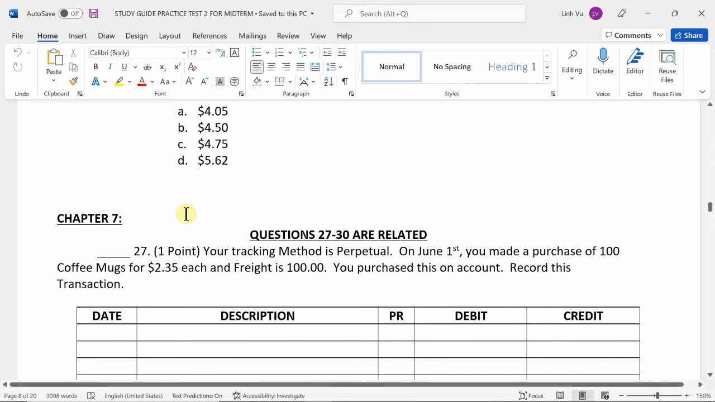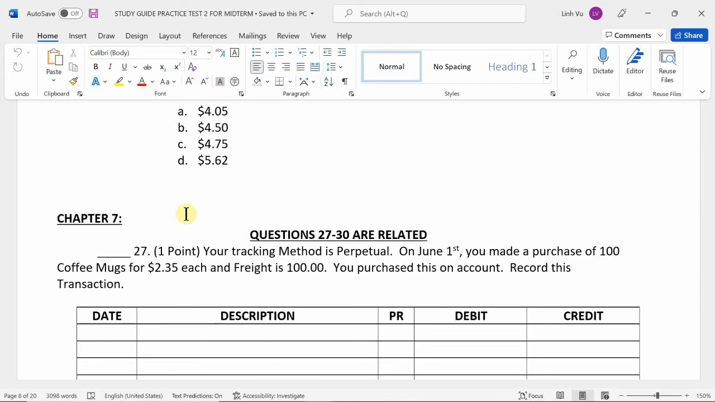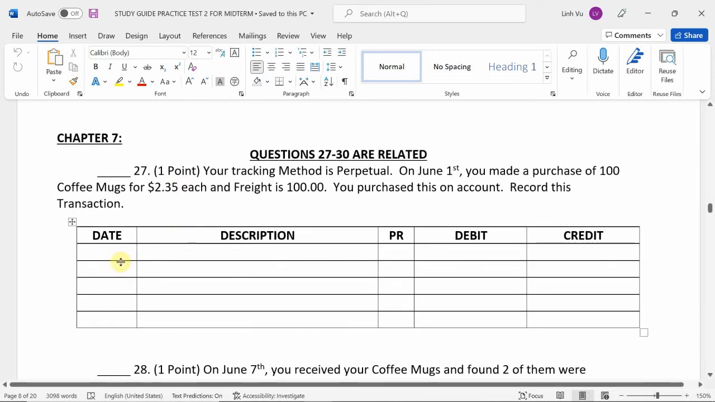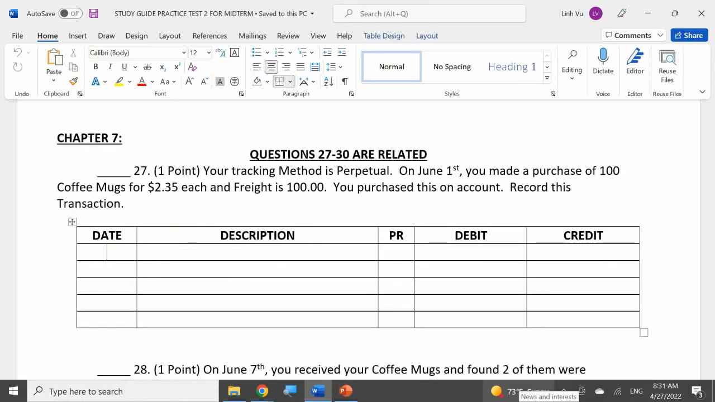Question 27 asks, okay, that your tracking method is perpetual. And if on June 1st you made a purchase of coffee mugs for $2.35, so you purchased 100 of them, and freight costs you $100. You purchase this on an account, record this transaction. So we're practicing recording perpetual inventory. So how would you do this?